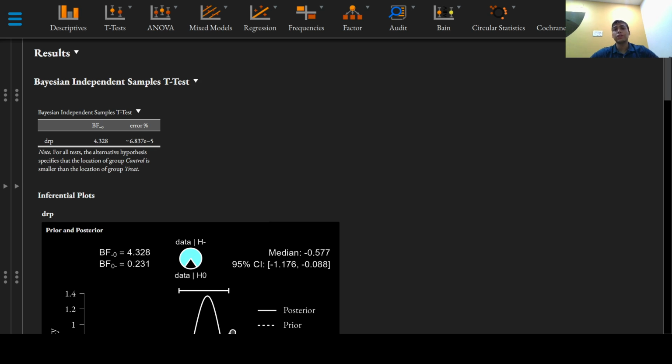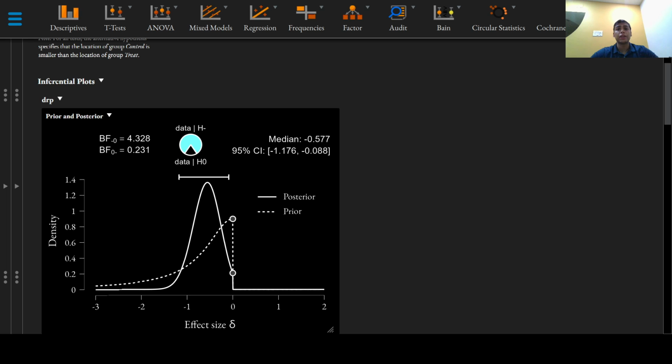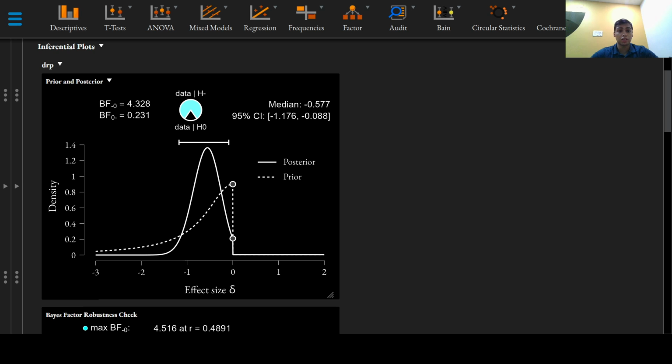So building on the previous three videos, we are now ready to interpret plots after interpreting our independent samples t-test output. The prior and posterior plot displays the prior, which is a dashed line, and the posterior, which is a solid line, the distributions of both of these effect sizes under the alternative hypothesis.